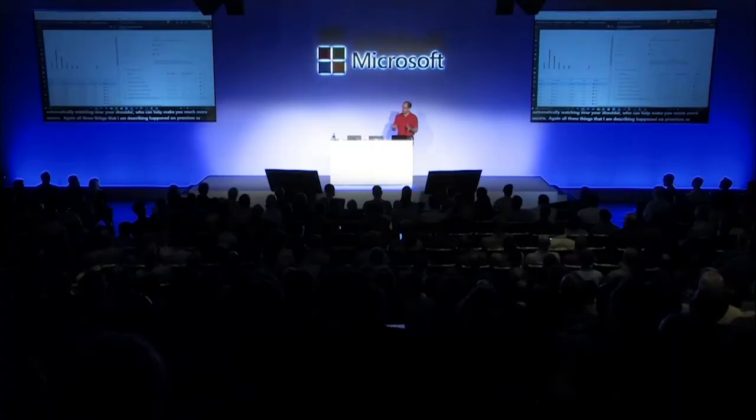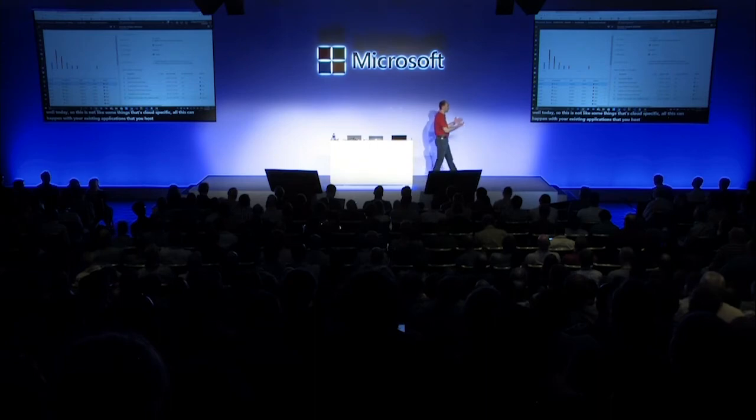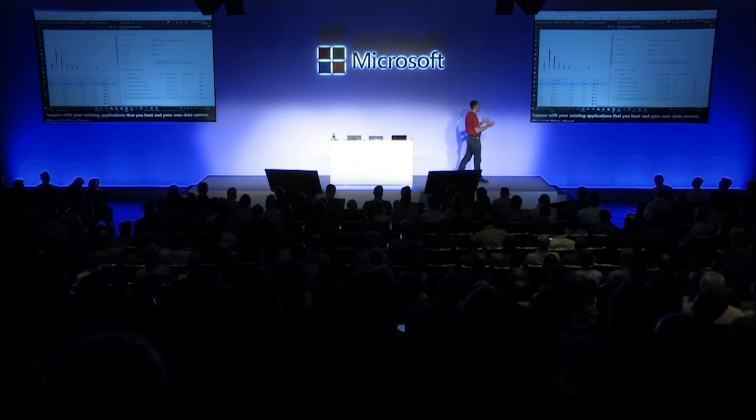Again, all these things I'm describing happen on premises as well today. This isn't something cloud specific. All this can happen with your existing applications that you host in your own data centers. The nice thing about cloud, though, is that because we know the network, the storage, the infrastructure, and the management, we can protect you a lot better than you often can in your own environment. We can give you this 360-degree signal in a way that a traditional enterprise environment with lots of different equipment and manufacturers probably can't.